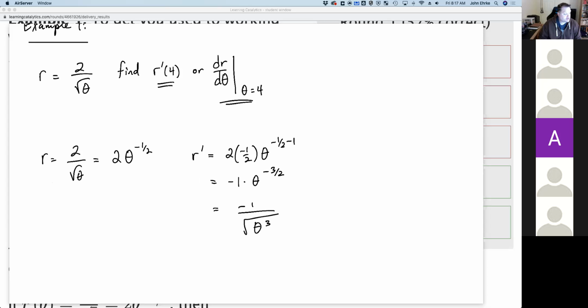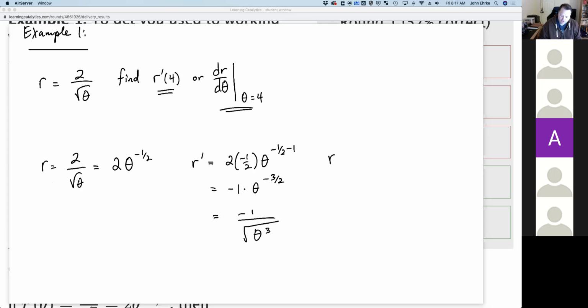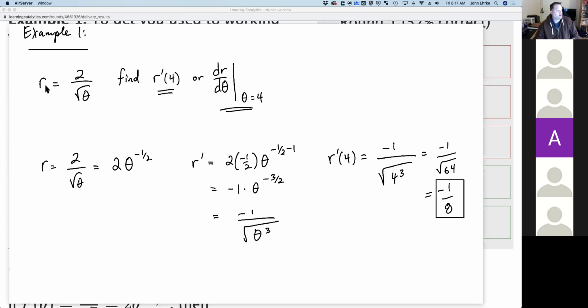So there's my derivative. Now I'm going to evaluate the derivative at 4, so I'm going to set theta equal to 4. And so 4 cubed is 64, and the square root of 64 is 8. So this is where the -1/8 is coming from on that problem. As the course wears on, you're going to have to do this a lot. You're going to have to find the value of the derivative at a single point. And this is an example of that using power rule from early in the week.